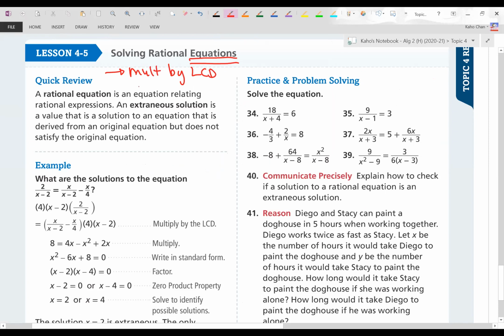When we do that, it eliminates the denominator. When you multiply by the LCD, you want to multiply the numerator only. Please. This technique is a trick to get rid of the denominators.